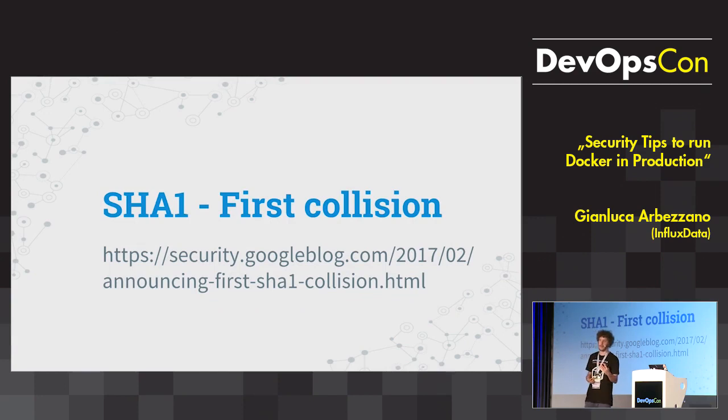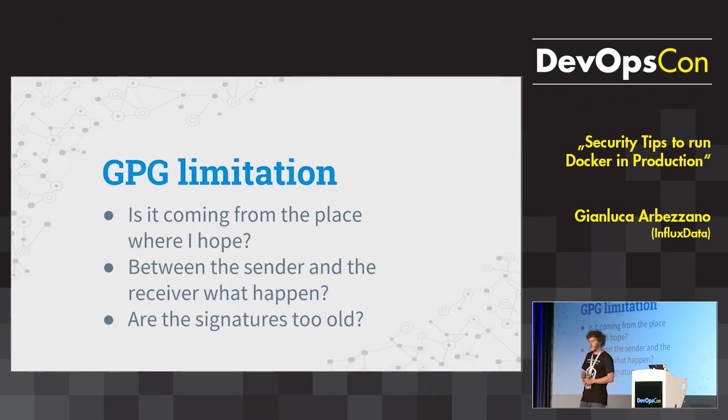First, we have a problem with SHA-1. Google just created the first collision for SHA-1. It means that they are able to create two different files with the same SHA. That's unsafe at this point, so don't use SHA-1. You need to use another kind of encryption algorithm.